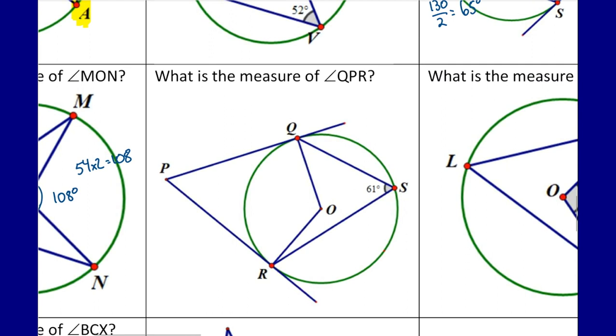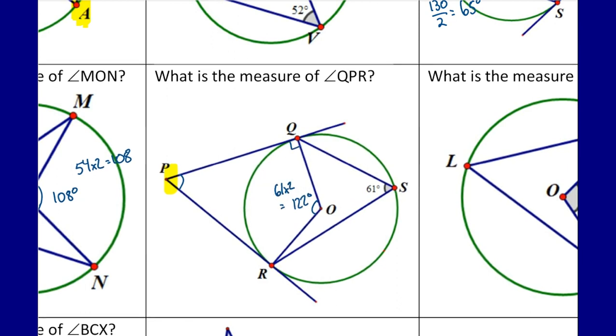The next one, QPR. So we're now looking for this angle out here. So kind of the opposite of one of the ones we just did. I know this angle S is 61, so that means the angle around the center, QOR, is going to be 61 times 2, which is 122.